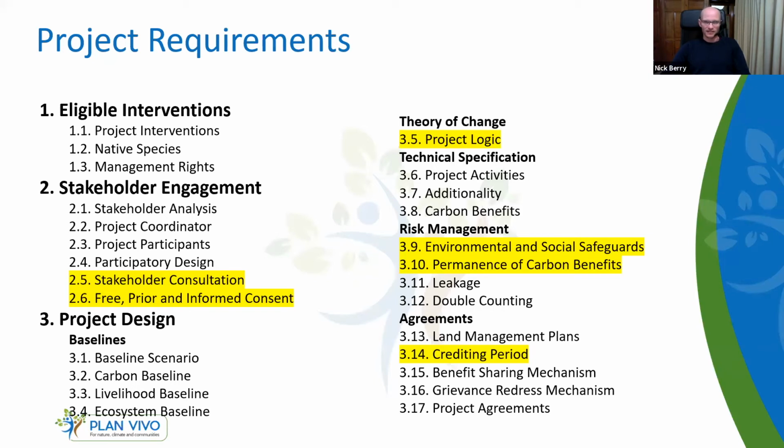We'll still have technical specifications, which now will be based on the carbon numbers from an approved methodology. And in the risk management section, as Eva mentioned, we've added a new section on environmental and social safeguards, which reflects the fact that although Plan Vivo projects need to be designed with the intention to deliver livelihood and ecosystem benefits, there can be unintended negative social and environmental impacts that we also want projects to screen for and make sure that they consider those in the project design stage as well.